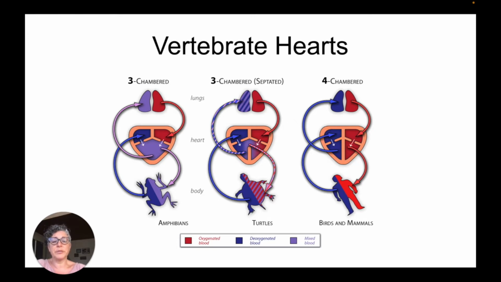In reptiles like turtles, for example, the third chamber is what's called septated. You can see there's almost a complete wall between that third chamber, but there's still an opening, and so blood can mix a little bit less than in the amphibians, but it still can mix a bit. So again, not as efficient as in birds and mammals, where we have a four-chambered heart and the blood stays completely separate, where deoxygenated blood going to the lungs is separate from oxygenated blood going to the body tissue.